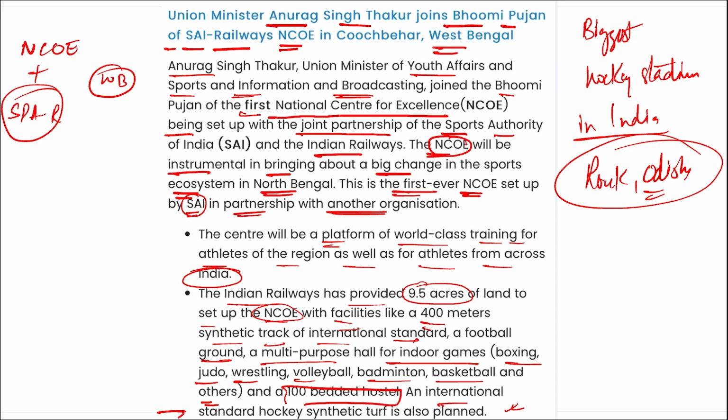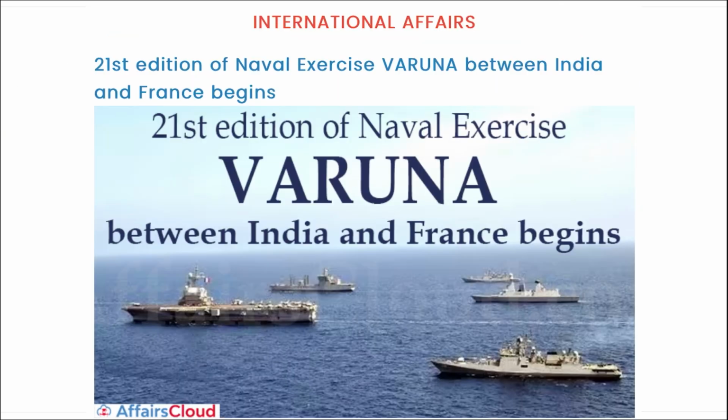Alright, highly important, you have to remember this. This National Center of Excellence was set up with the Sports Authority of India and Railways. And where is this? In West Bengal. This is basically to provide various facilities to sports students and help them get ahead in their particular sports by training.